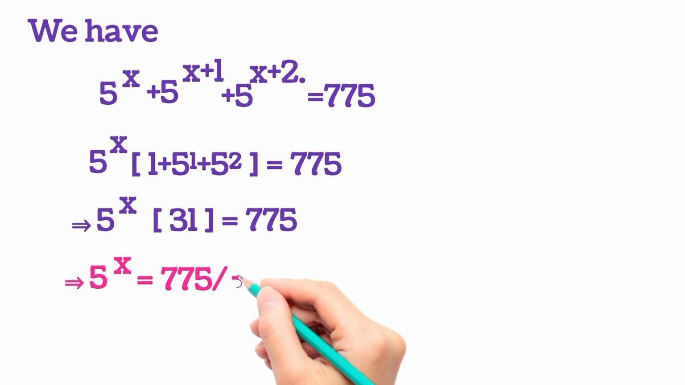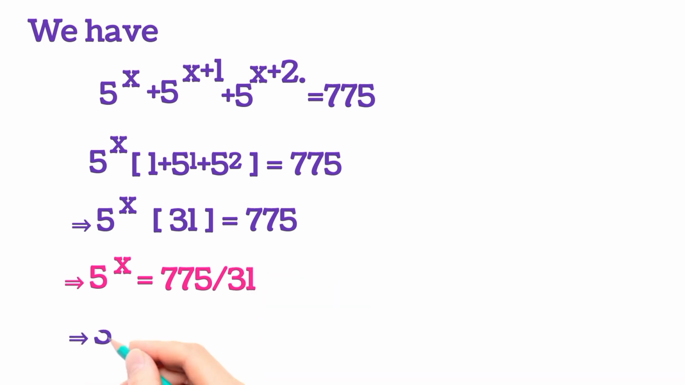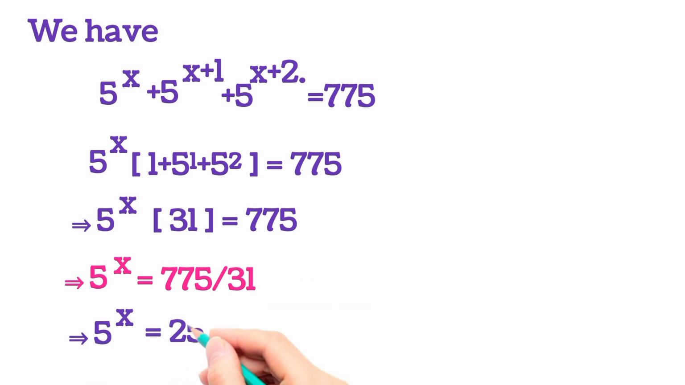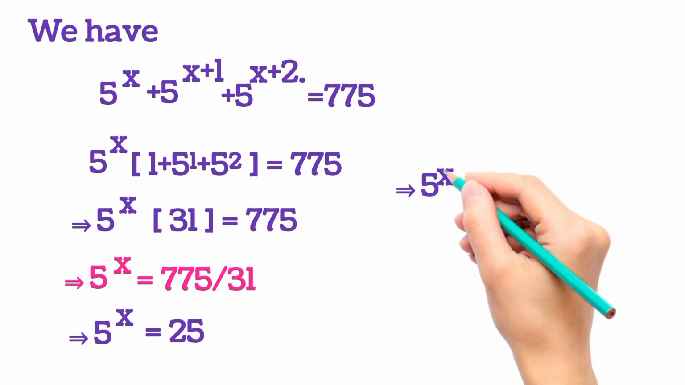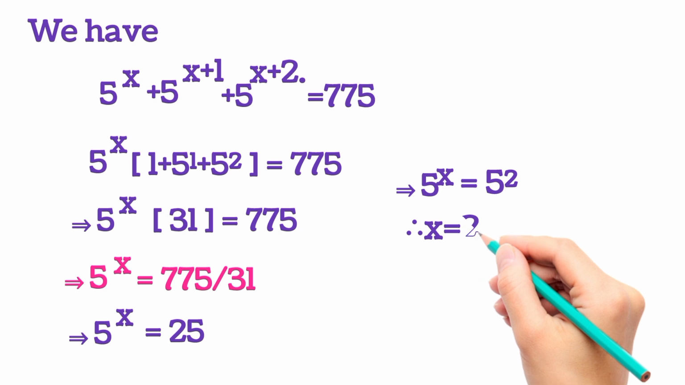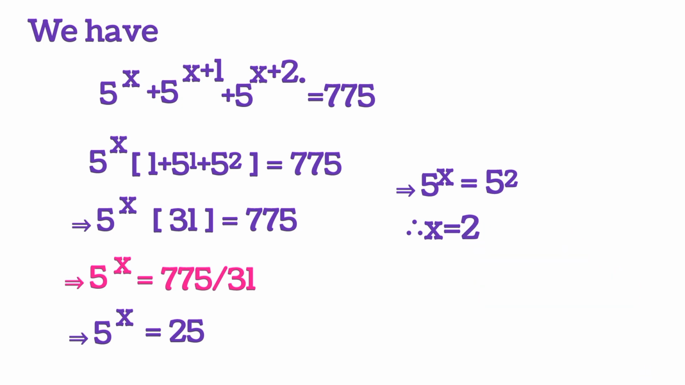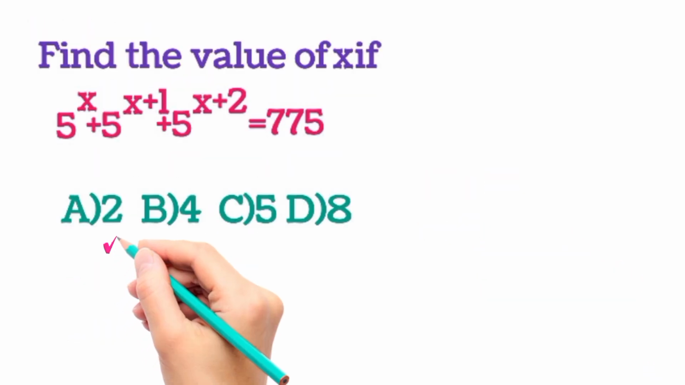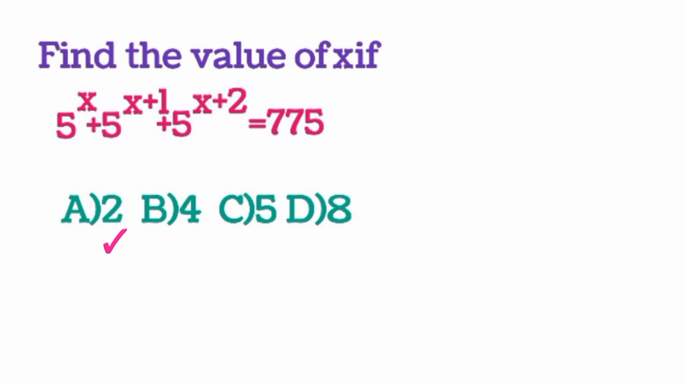which will give 5 to the power x is equal to 775 divided by 31, that is 5 to the power x is equal to 25, or 5 to the power x is equal to 5 square. On comparing the powers, we will get x is equal to 2. So in the given options, option A is correct. You can substitute this value in the above equation and see whether this equation is satisfied or not.